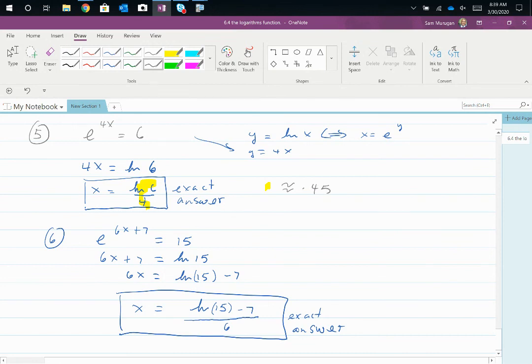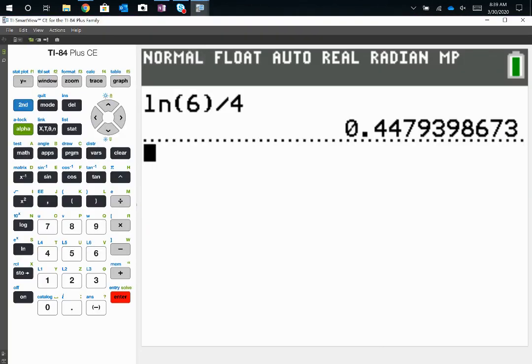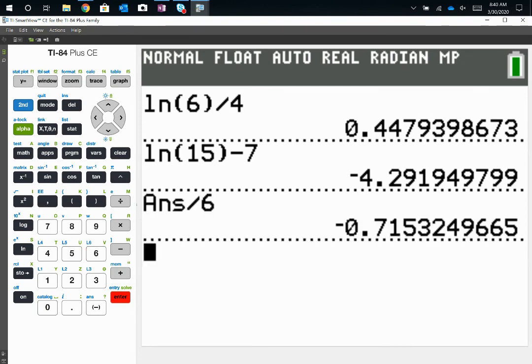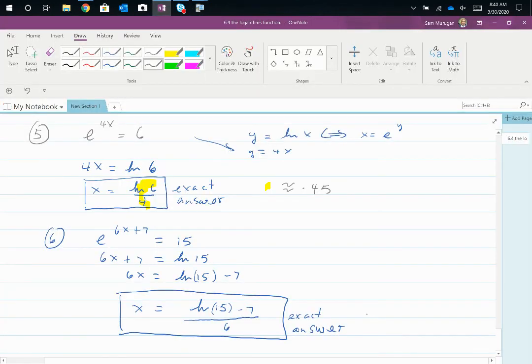And if I were to take, say, natural log 15 minus 7 and then divide that answer by 6, I would get negative 0.715. So the approximation would be negative 0.715. Just to give you an idea of what the actual number is.